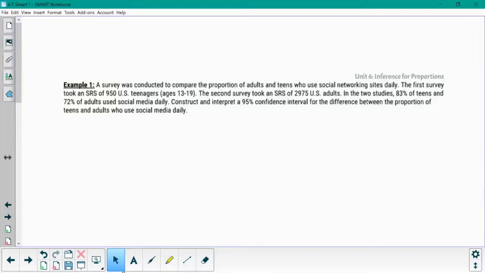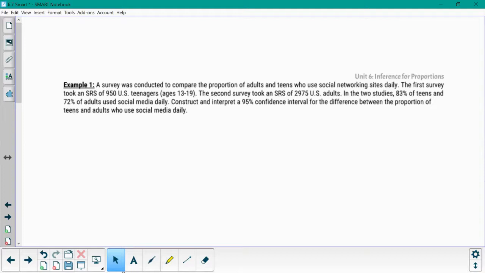So let's get started. Example 1. A survey was conducted to compare the proportion of adults and teens who use social networking sites daily. The first survey took an SRS of 950 U.S. teenagers ages 13 to 19. The second survey took an SRS of 2,975 U.S. adults. In the two studies, 83% of teens and 72% of adults used social media daily.